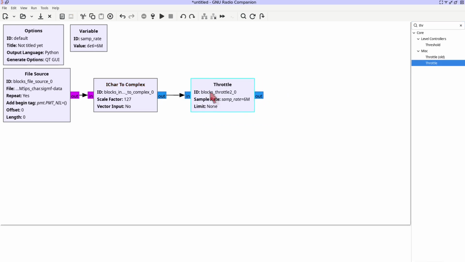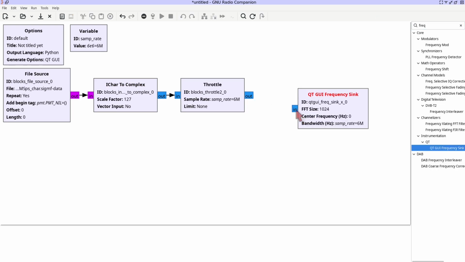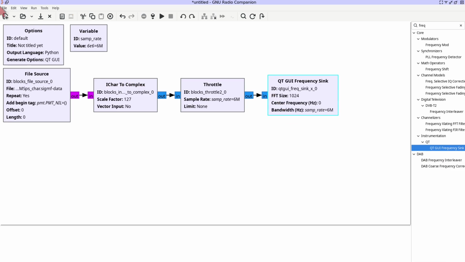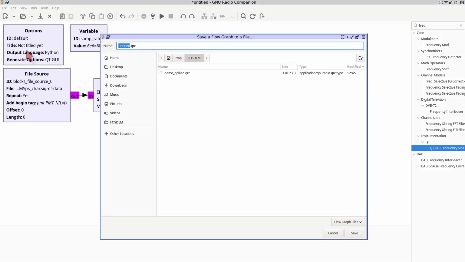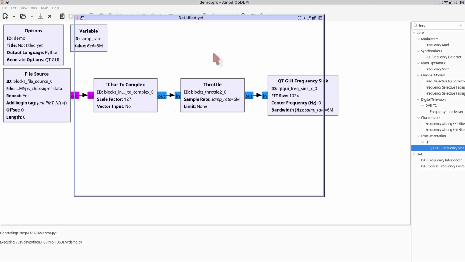So we throttle to make sure that we don't overload the processor, and we can start by looking quickly at the frequency sync just to check how these data look. So we save this flowchart into something like this file here, and when we run this, we have our first analysis.